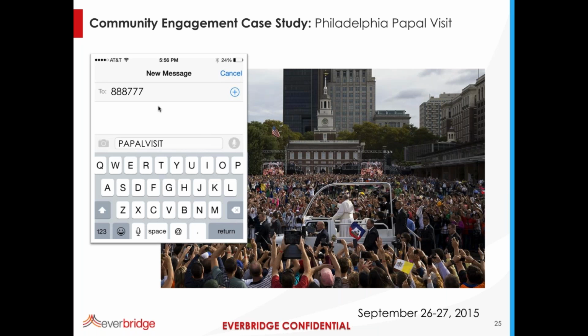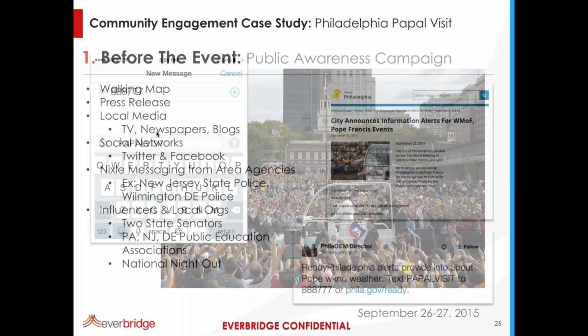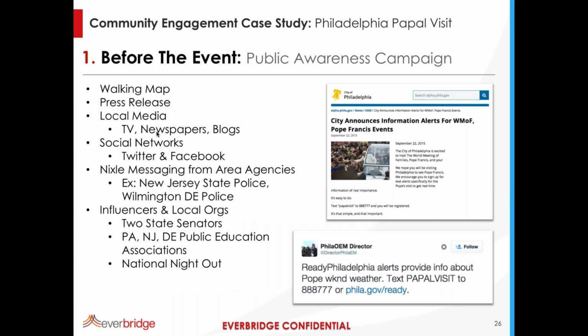We came up with the keyword papal visit. Right, so just by sending papal visit to 888-777, residents were able to opt in to this very specific group that the city of Philadelphia had set up. Right, so after they came up with the keyword, now the heat is on to get that keyword out to their residents to make sure that they actually opt in.